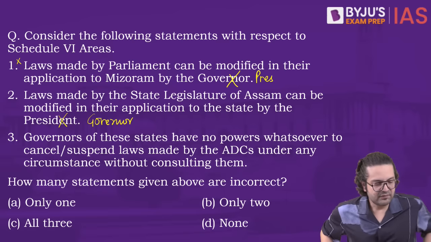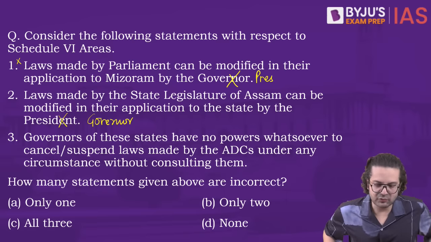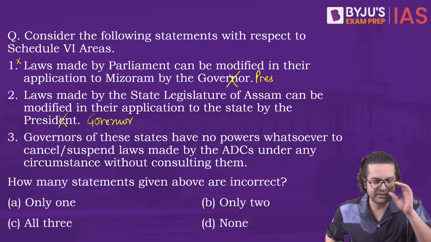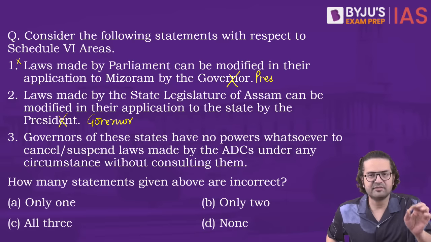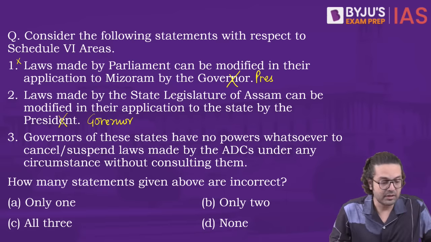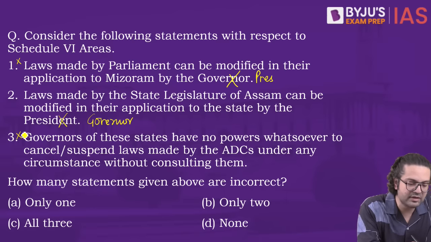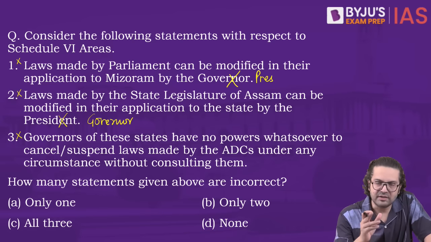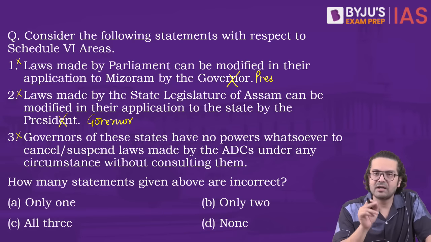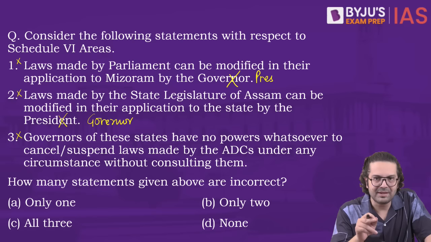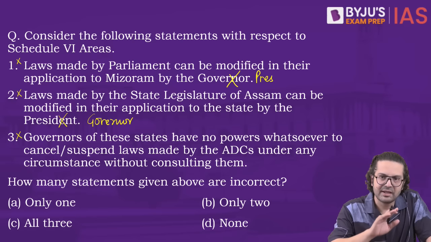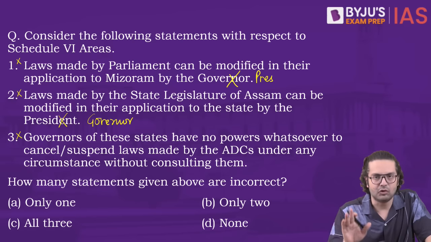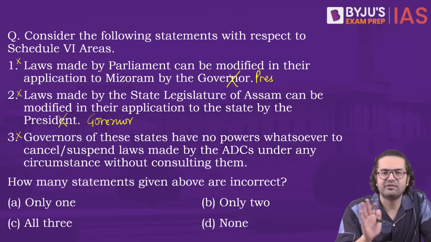Number 3. Governors of these states have no powers whatsoever to cancel or suspend laws made by the ADCs under any circumstance without consulting them. This is wrong. If the ADCs make rules and regulations which threaten the security of the country or are prejudicial to public order, then the governor can cancel or annul those laws. Okay, so all 3 are wrong.